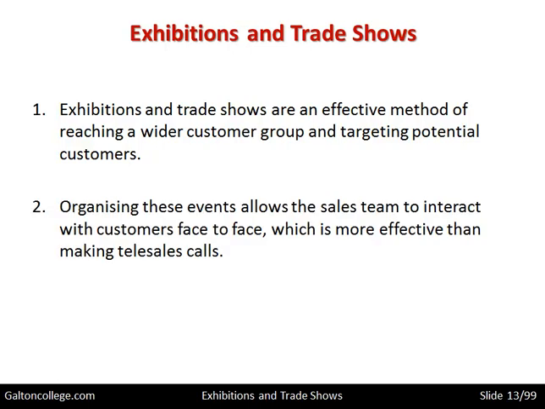It allows the sales team to interact with customers face to face, which is more effective than, say, telesales or selling online. So the customers can talk to the representatives of the company face to face. It's a much more human form of dealing. The customers are able to shake hands and read the body language of the salesperson and look at the product and ask questions, and it's a much more human experience than, say, looking at a website and trying to figure out what the product's about.